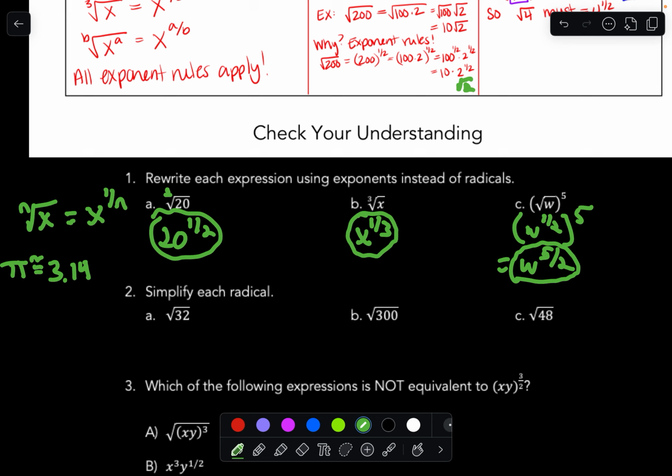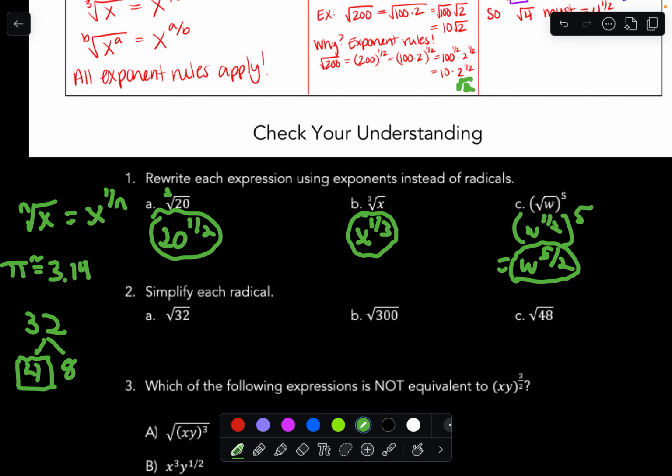Okay. So the second question is simplify each radical. So they're asking for the square root of 32. What you have to think about is 32 can be the product of two numbers. Some of you might say it's 4 and 8, which is fine. 4 is a perfect square. I always caution my students to think in terms of perfect squares.